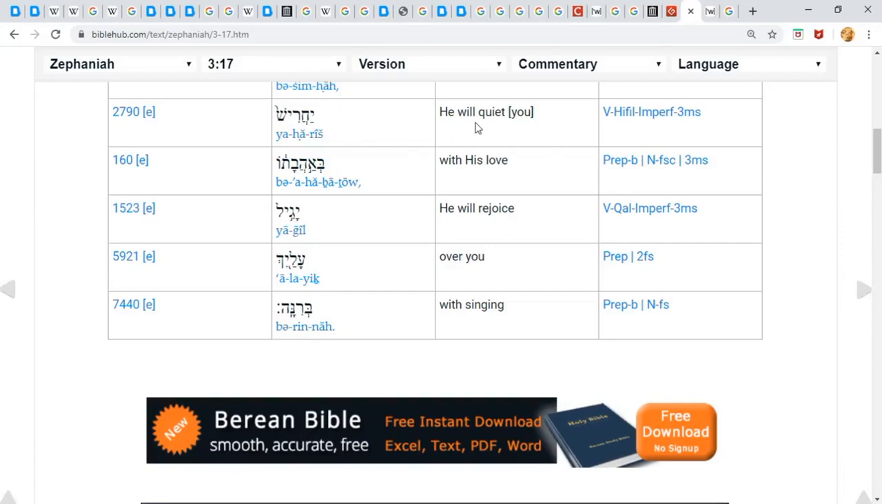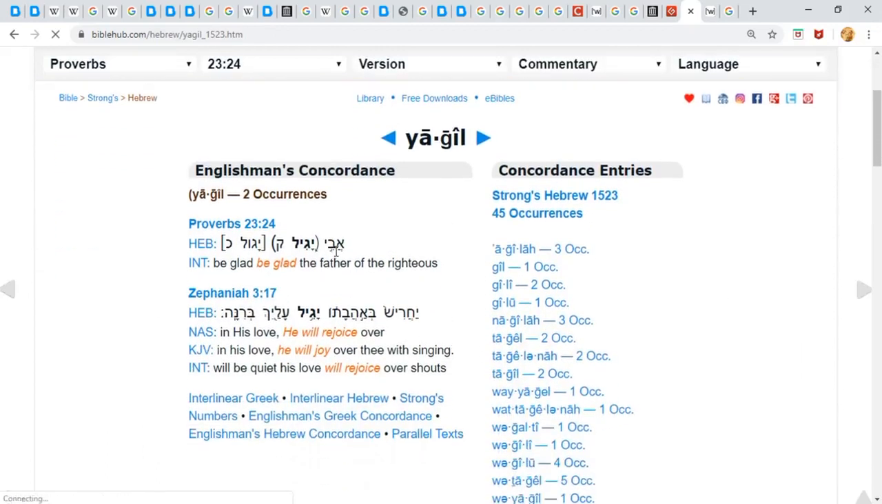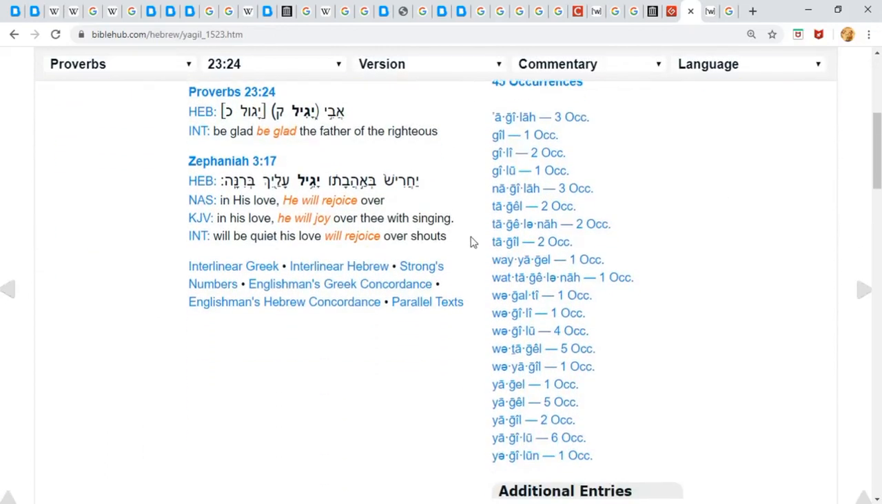So this is the King James story about he will quiet you with his love, he will rejoice over you with singing, actually says to make her his babe to wiggle, a new dancer. So this word iggle, will rejoice, we'll see it come up in many ways.